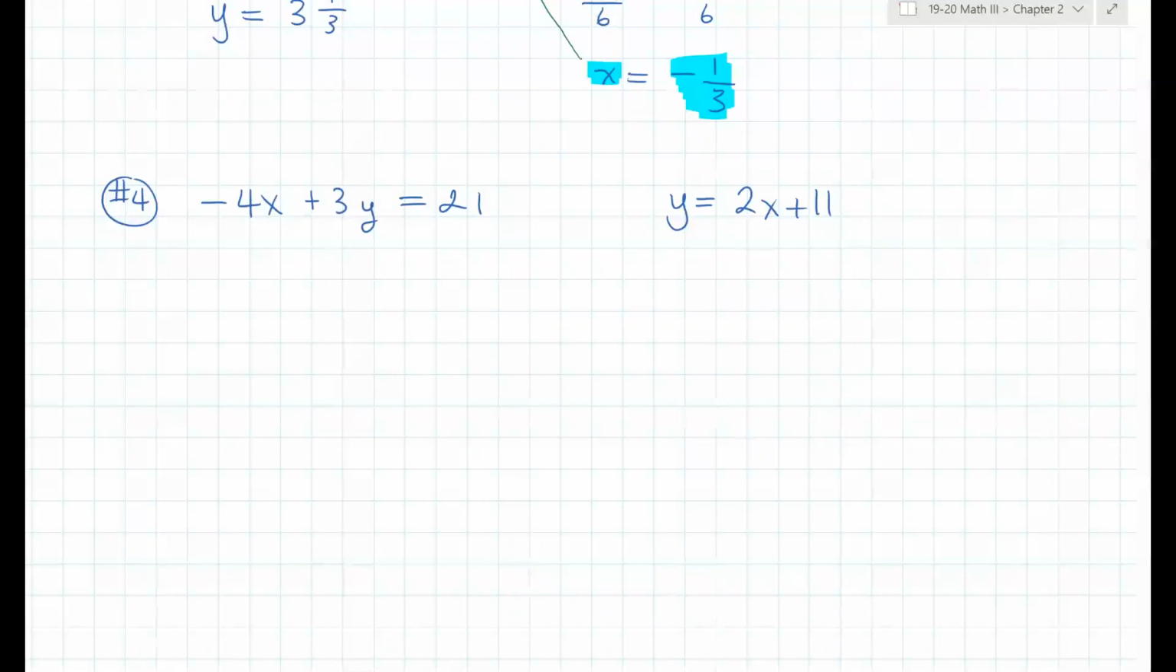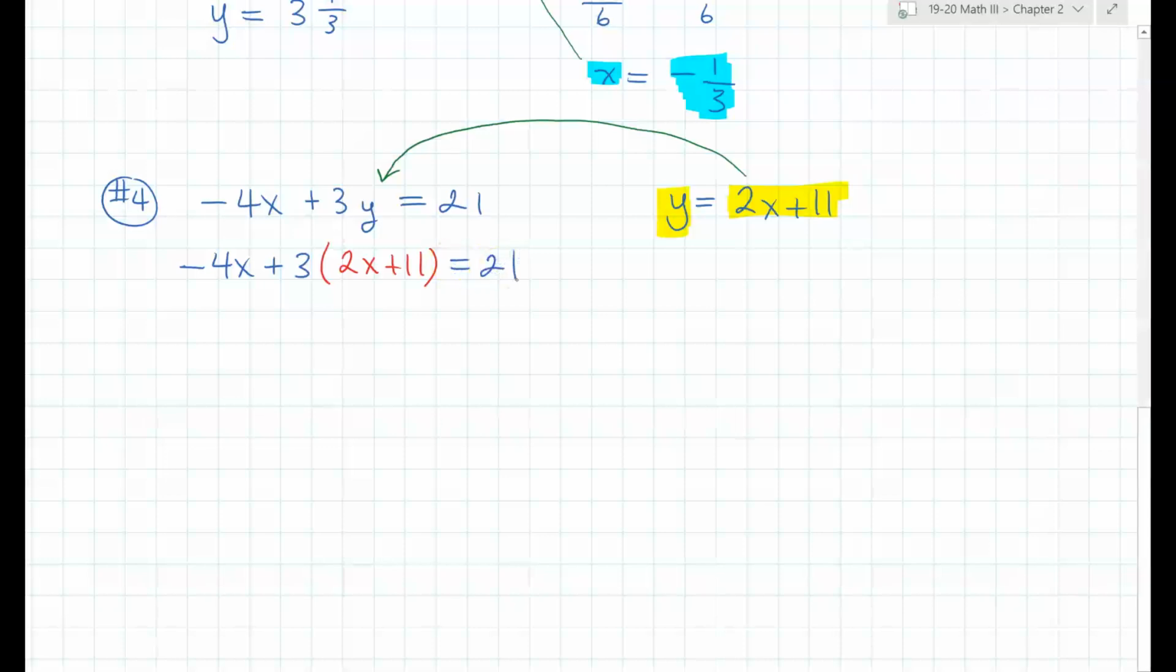So notice how they already solved for y. They say y is 2x plus 11. So what I'm going to do is take this 2x plus 11 and put it where the y is in the other equation. Yeah, it's going to look a little weird at first, but it's okay. I'm going to put negative 4x plus 3, and then in parentheses I will put what's being substituted. Again, this is why it's called solving by substitution, because you substitute. So instead of a y, I'm putting a 2x plus 11. Now I'm going to distribute, because that's what should be done when you see a number in front of a parenthesis.